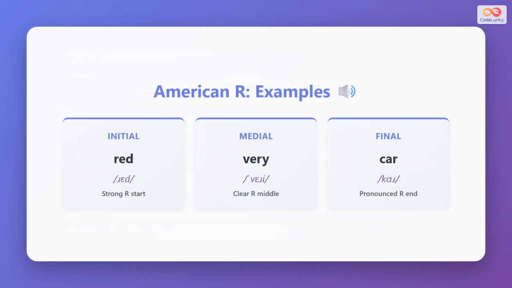Let us look at examples of the American R in different positions. In initial position, the word red has a strong R at the start. In medial position, the word very has a clear R in the middle. In final position, the word car has a pronounced R at the end. All three positions use the same strong R sound.